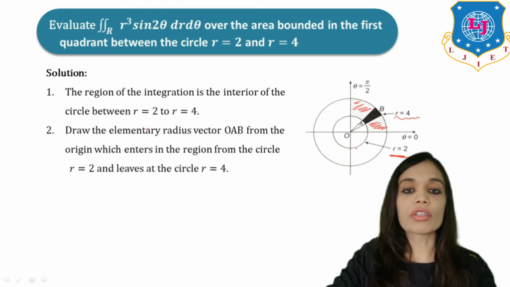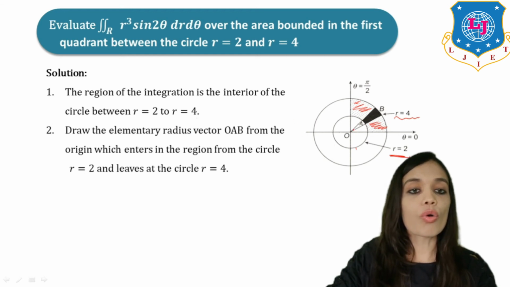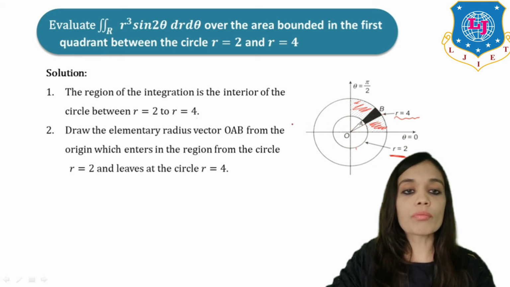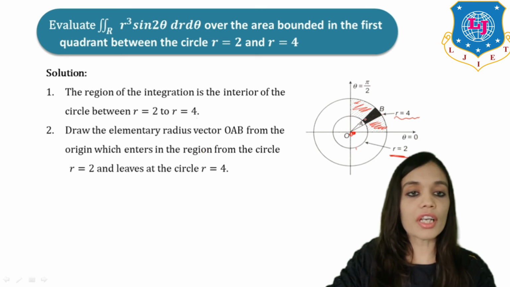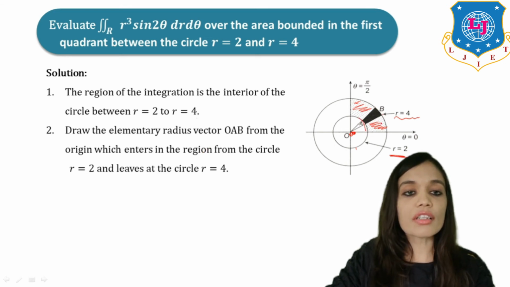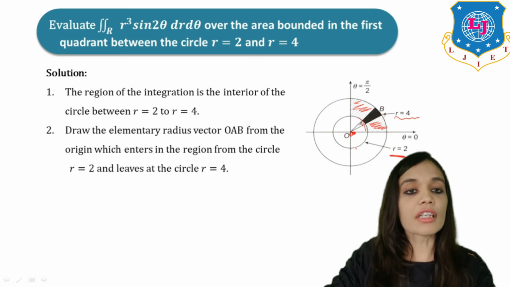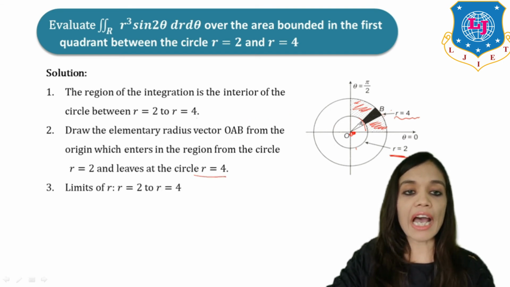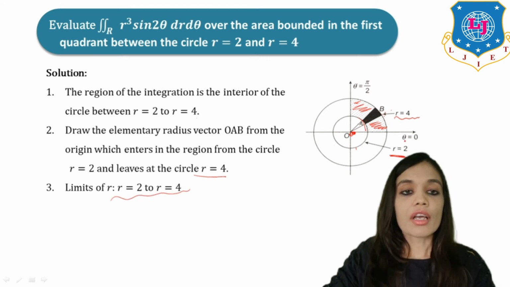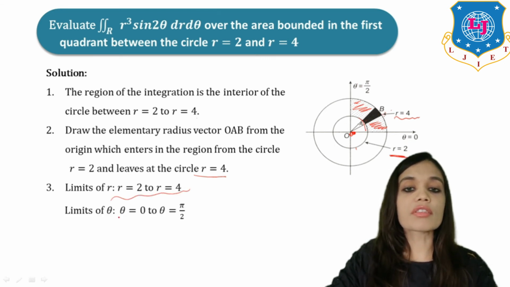So now let us draw the elementary radius vector OAB, that is this vector, from the origin which enters the region from the circle r equals 2 to the circle r equals 4. Means these elementary radius vectors start from r equals 2 and leave at r equals 4, right? So our limits of r will be what? 2 to 4, right? And our limits of theta will be what? 0 to pi by 2. Why? Because our region is in the first quadrant only.